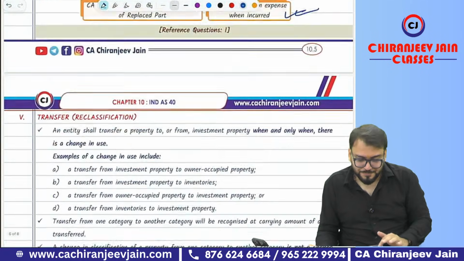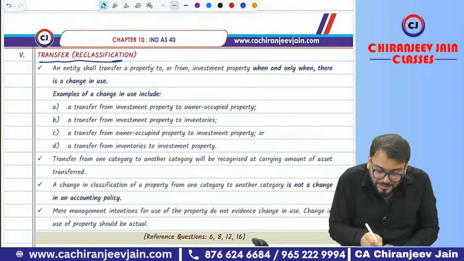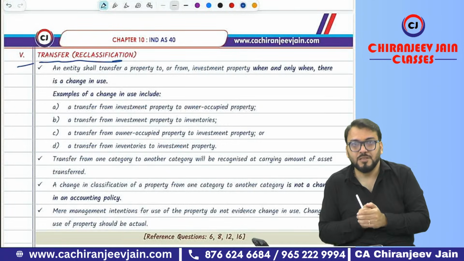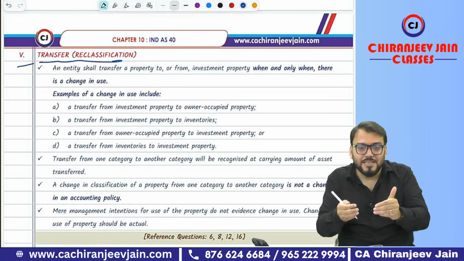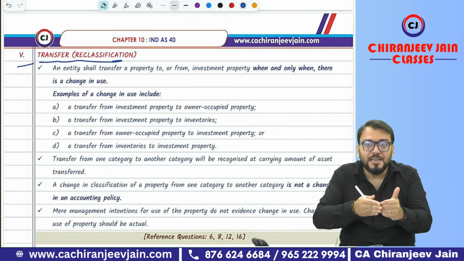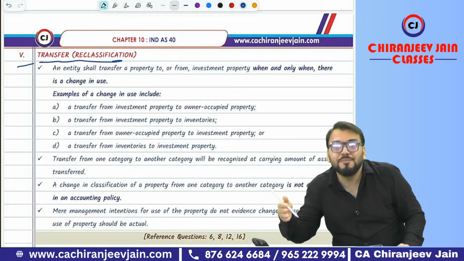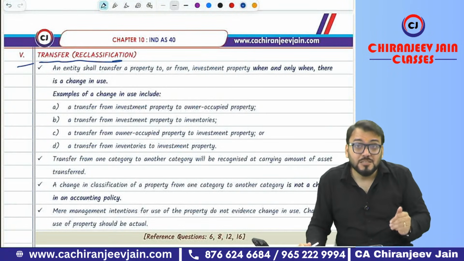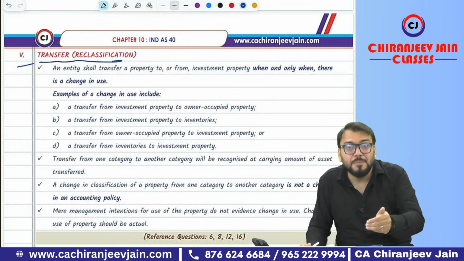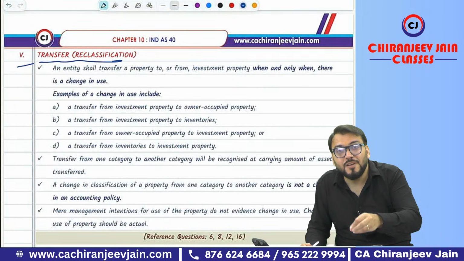Can we move? This is very important. Transfer, reclassification. Ind AS 40 says that any investment property may be reclassified to owner occupied property or inventory in future. Similarly, any owner occupied property may be reclassified to investment property, or any inventory may be reclassified to investment property.